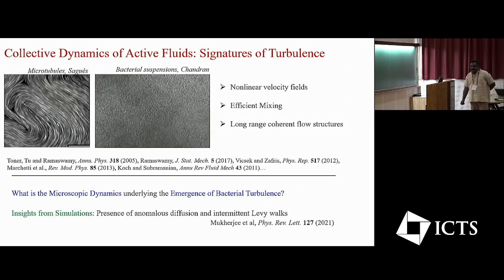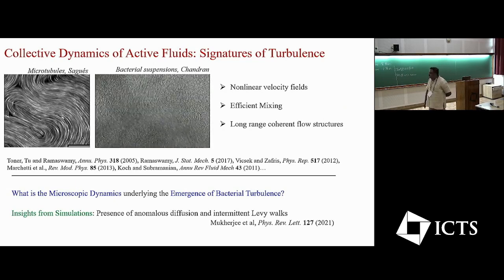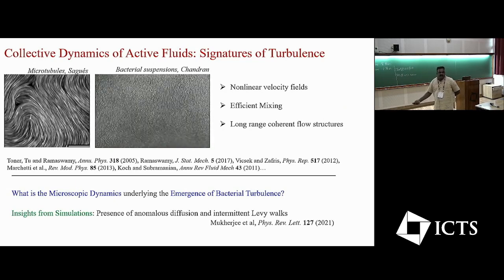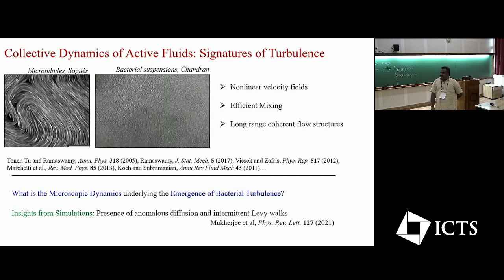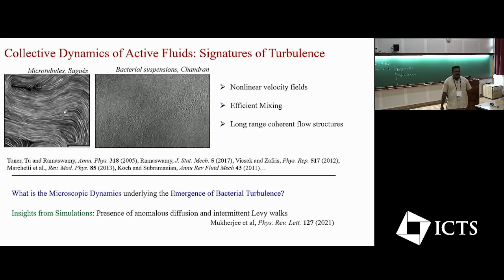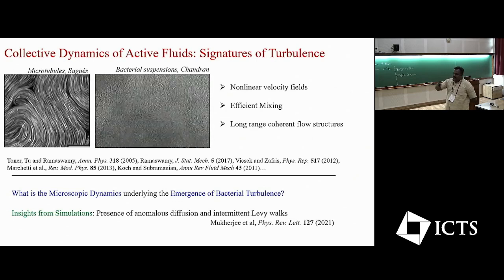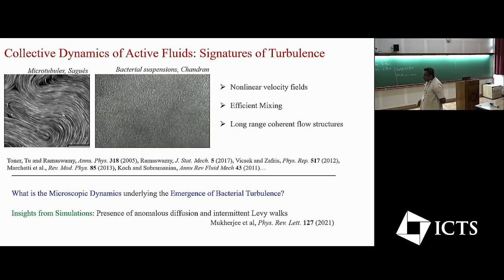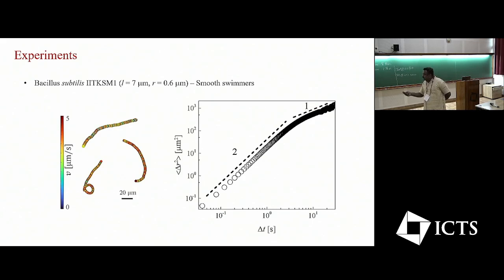Given that, we have some prior work from simulations from the group of Samriddhi and Siddharth. They have done simulations based on one or two equations, and what they indicate is the presence of anomalous diffusion and intermittent Levy walks, which allows them to distinguish conventional turbulence from active turbulence. With that background, let's go into my experiments. We do experiments with Bacillus subtilis, a smooth swimmer. These are not really run-and-tumble like bacteria, though they swim more continuously.